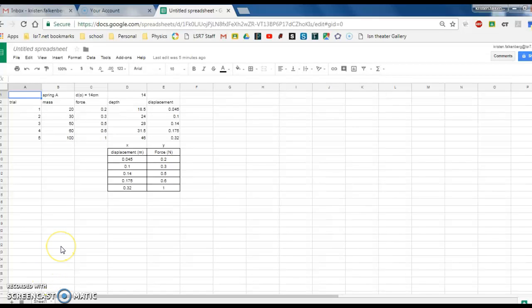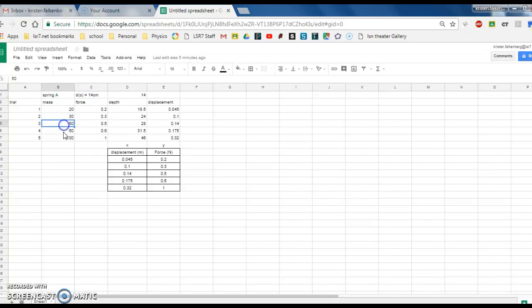Hello, Physics 1 classes. I thought I'd go through the process of using a Google Sheet so that you can put your data into a graph a little bit easier than doing it by hand. You can see I just used a random set of data, which I called spring A. The original depth of the spring is 14 centimeters.